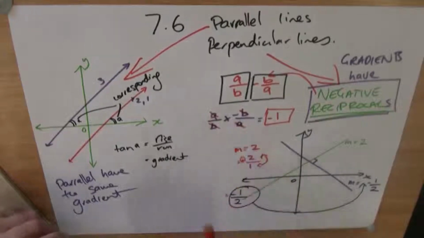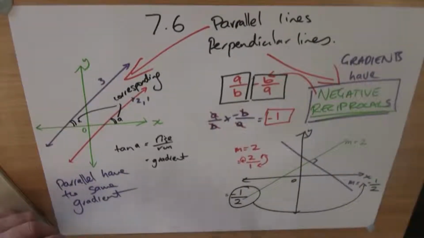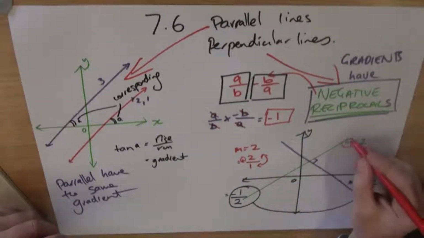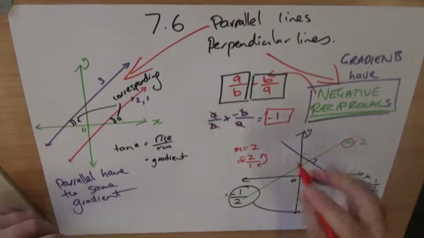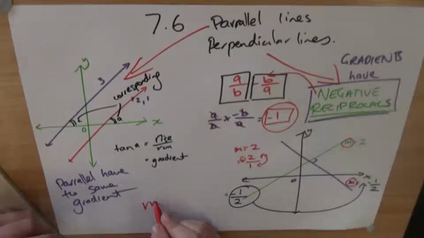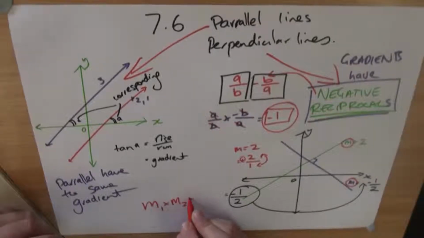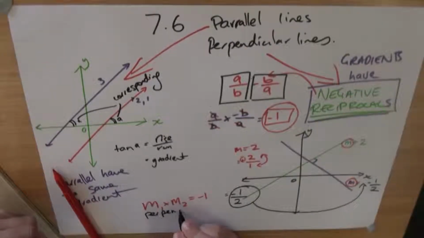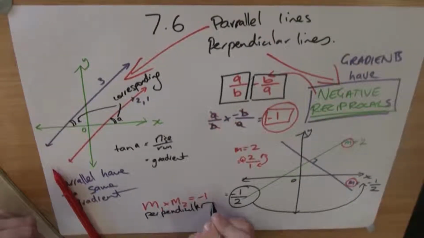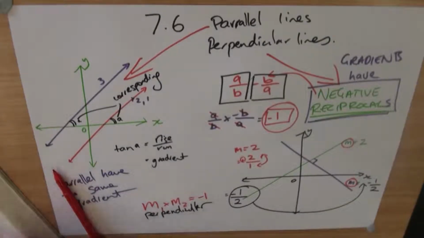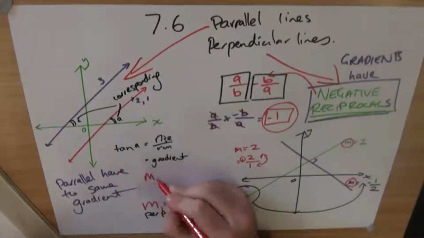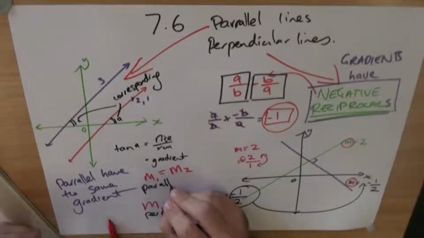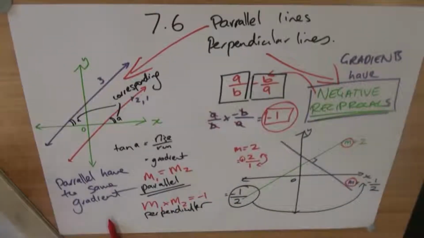So that applies to every single negative reciprocal in the world. Any line that you have which is perpendicular, if you multiply the gradients together, m1 times m2, you're going to get -1. So m1 times m2, if that equals -1, then we've got perpendicular. Oh, like that, but that's just a big U. And if you have m1 equals m2, then you've got parallel. Yeah, I spelt it right for the first time.